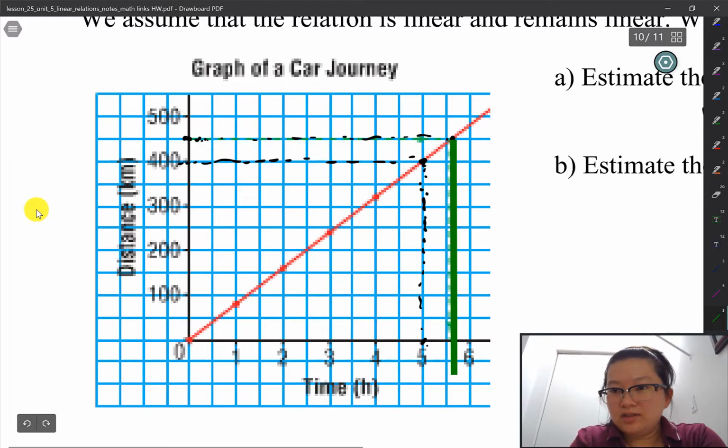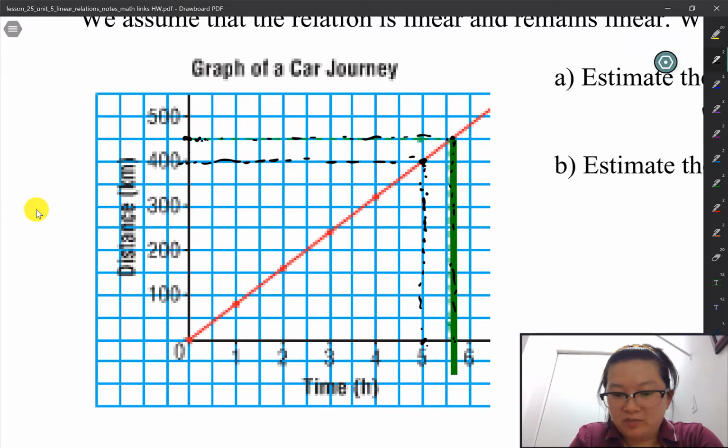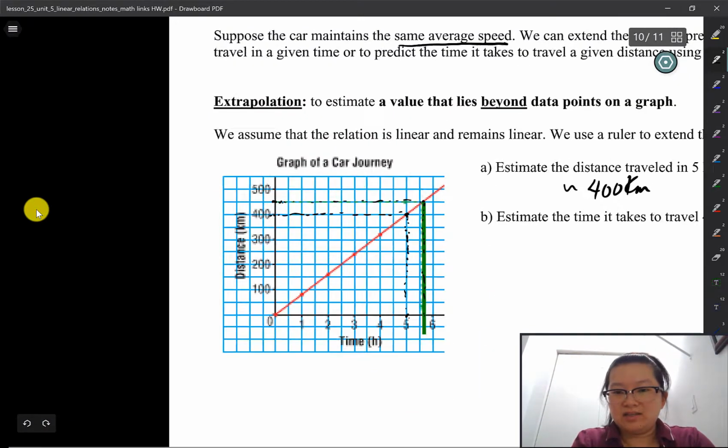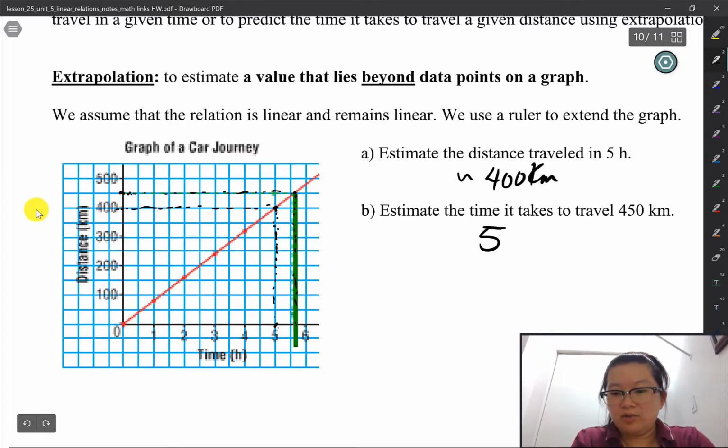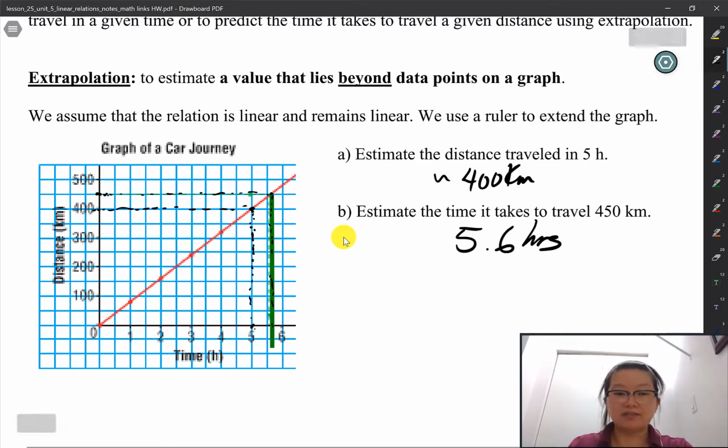Now notice that it doesn't touch any of the lines very nicely, so we're going to have to estimate a little bit. So here, this is 5, this is 6, in between is 5.5. So this is not exactly in the middle. It's not exactly 5.75. I think that's going to be roughly about 5.6. So my estimate is going to be 5.6 hours. So that is extrapolating using a graph, graphically.